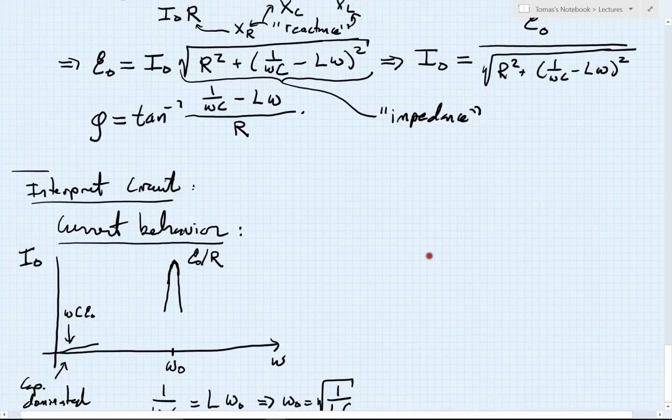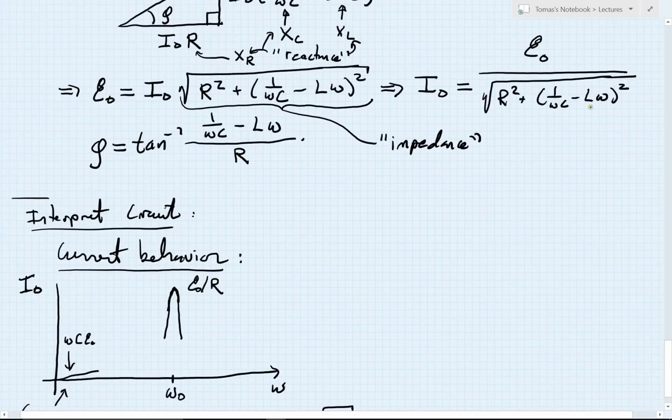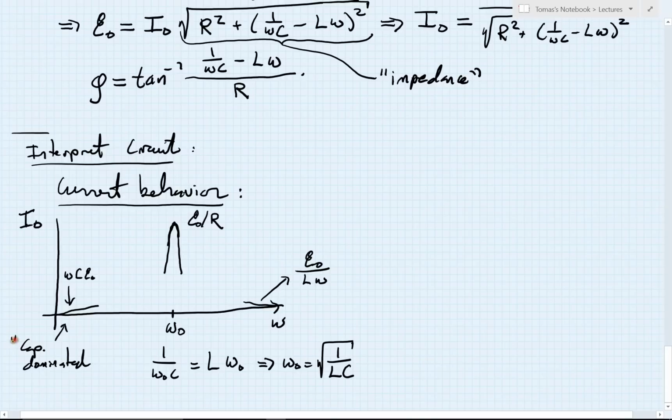At very high frequencies, the denominator is dominated by the L times omega term, which when squared and square rooted just gives me L omega. So I have something that is going like 1 over frequency out here. So there's a decay towards 0 right down here. And out here the behavior is E naught over L times omega. And this regime, instead of being capacitor dominated, is the regime which is inductor dominated.